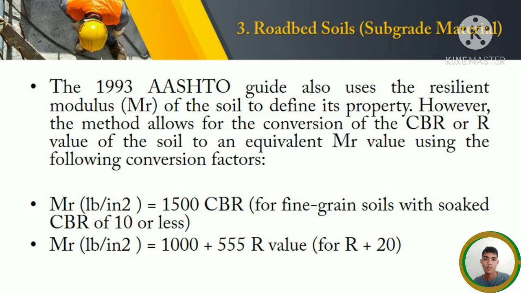So we're going to use the M sub R. The SI unit for M sub R is pounds per inch squared, equal to 1,500 CBR for fine-grained soils with soaked CBR of 10 or less. Another one: the resilient modulus is equal to 1,000 plus 555 R value, for R value plus 20.